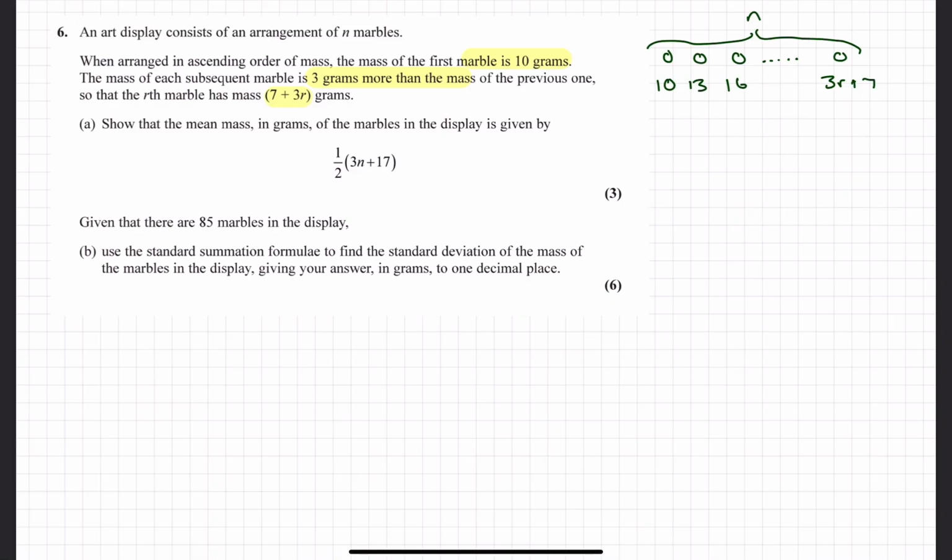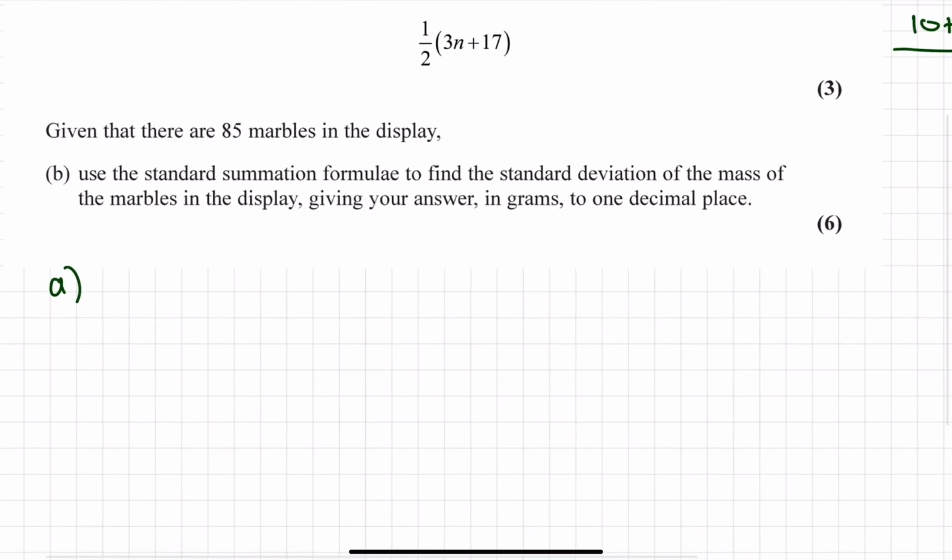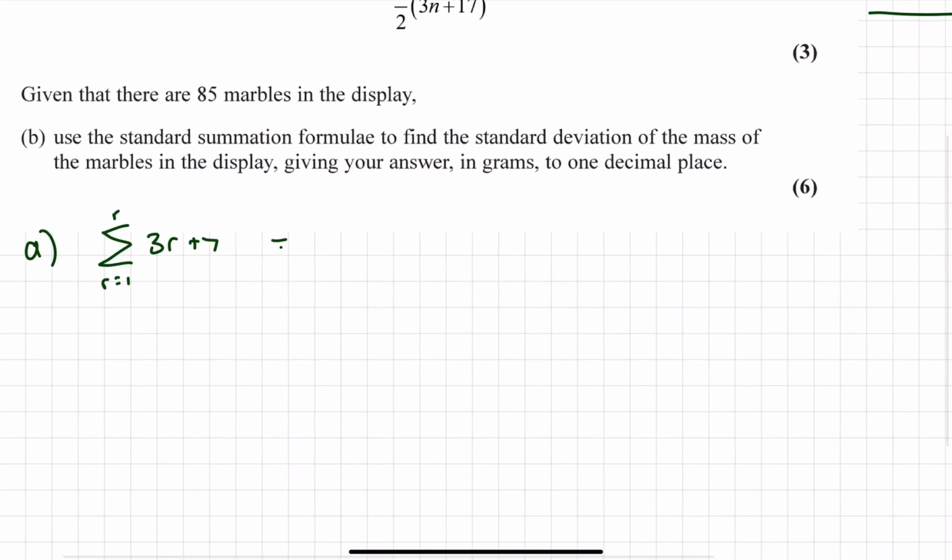Well, the mean will be the sum of them. So it'll be 10 plus 13 plus 16 plus 3r plus 7, all divided by how many there are. That's r. So how are we going to write that? So we're doing the sum, r equals 1 up to r, of 3r plus 7. And then the mean will be the sum of that divided by r. So the sum, I'll do all divided by r, okay.